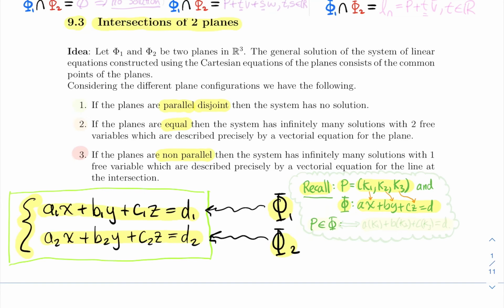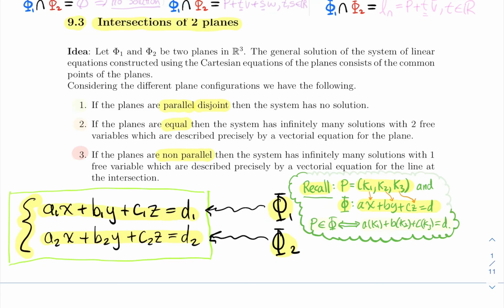So algebraically, P is inside phi if and only if A times k1 plus B times k2 plus C times k3 is equal to D. If you have equality, then it's inside. If you don't have equality, then it's outside.